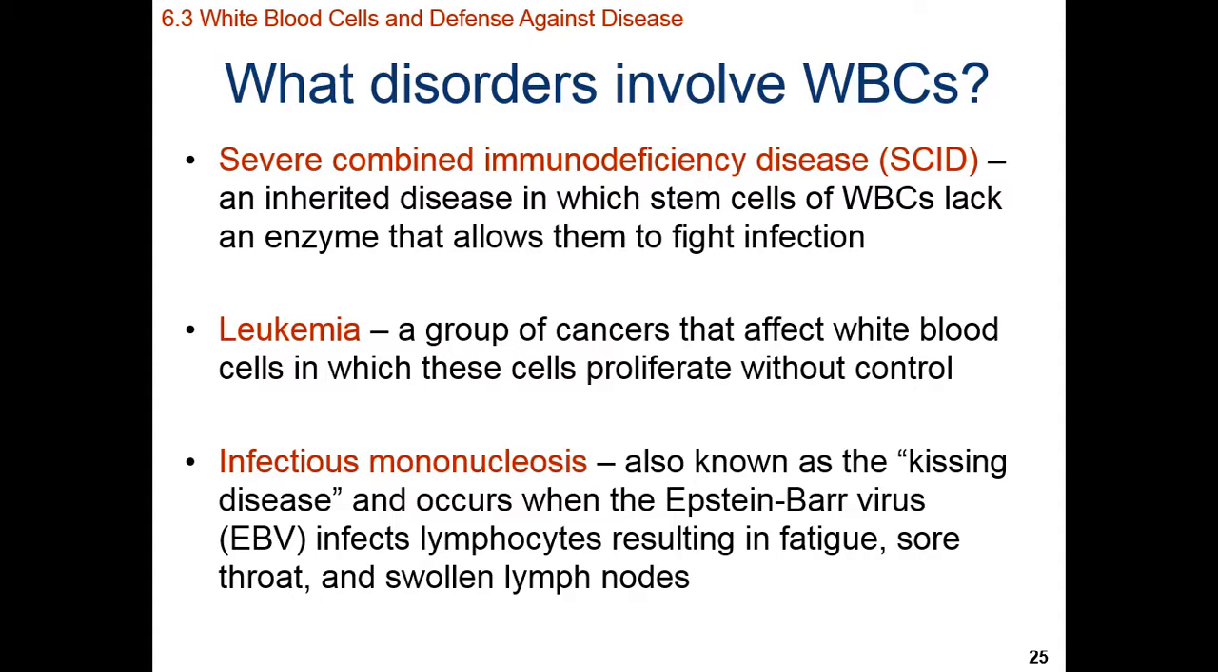There are some disorders or diseases associated with white blood cells, just like there are with red blood cells. One is severe combined immunodeficiency disease. This is the disease that an individual can develop when their stem cells that develop into their white blood cells don't have an enzyme that allows them to fight infection. So they still have white blood cells, but they're impotent white blood cells. They're white blood cells that can't actually destroy the pathogen in our body. It's unfortunate because those individuals are immunocompromised and they have a very, very difficult time fighting off infections with their defective white blood cells.